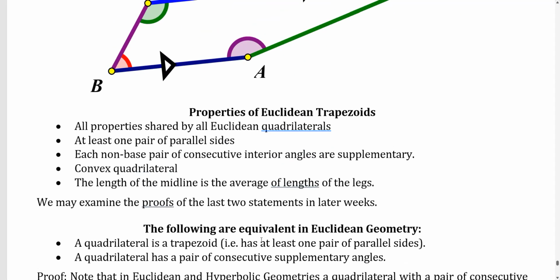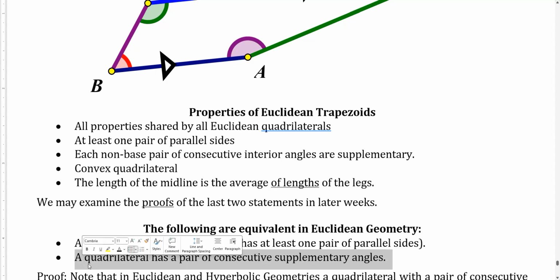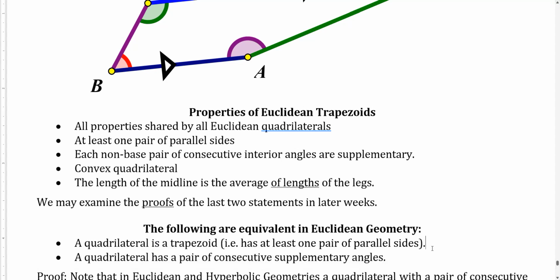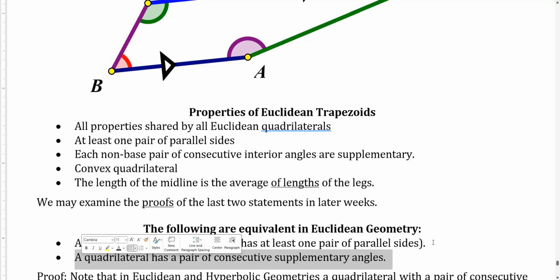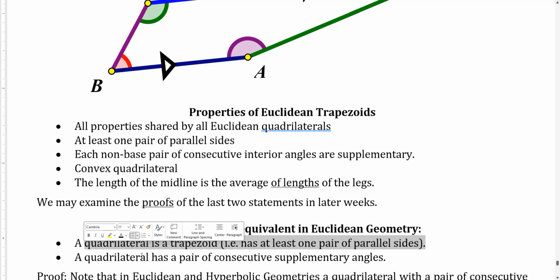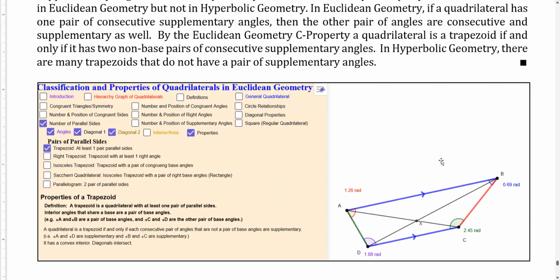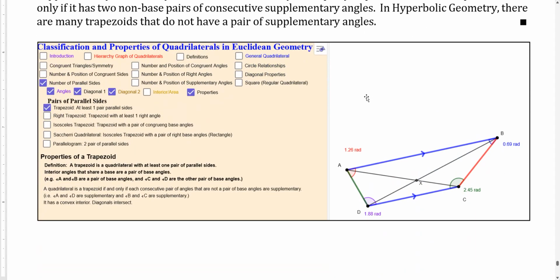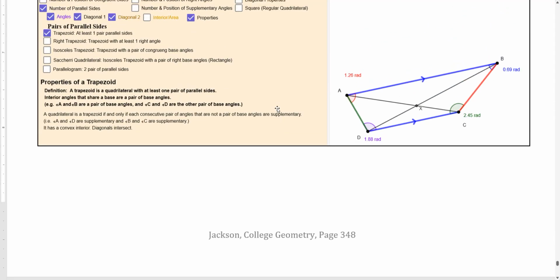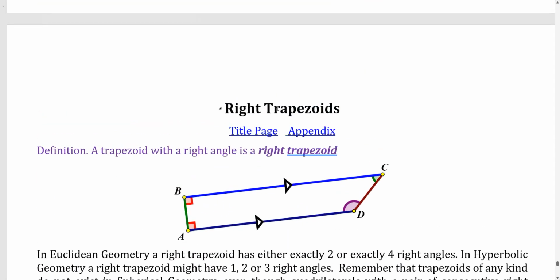And so here are equivalent conditions for a trapezoid. A trapezoid has at least one pair of parallel sides, or you can say it's a quadrilateral with a pair of consecutive supplementary angles. Turns out in Euclidean geometry, those two things are the same. And in hyperbolic geometry, if it has a pair of consecutive supplementary angles, then it has to be a trapezoid. But if it's a trapezoid, it doesn't have to have a pair of consecutive supplementary angles because there are just so many parallels going on there. Okay, and there's the proof, which I've kind of already gone over. So that is trapezoids. Let's continue to talk about right trapezoids.